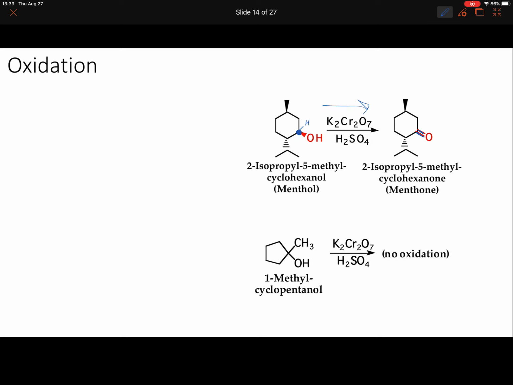Now, tertiary alcohols. Tertiary alcohols, as you can see by that carbon having 4 bonds already, don't have an H on them, so there's nothing to remove, nothing to oxidize. These don't react. So tertiary alcohols do not react any further.